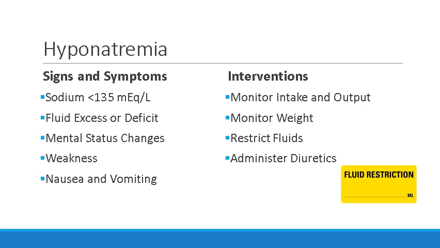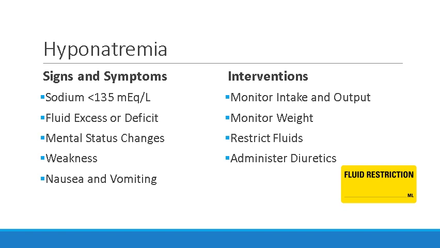Hyponatremia specifically. So we're going to talk about hyponatremia on this slide. We'll talk about hypernatremia on the next slide. So hyponatremia, low levels of sodium chloride or salt. So sodium is going to be less than 135. That's what we're going to see on our clients' lab values that come back. They could have fluid excess or fluid deficit. So it doesn't necessarily mean that they'll have one or the other, but usually they will have one of these signs. When someone has hyponatremia or low sodium levels, they're going to have mental status changes.